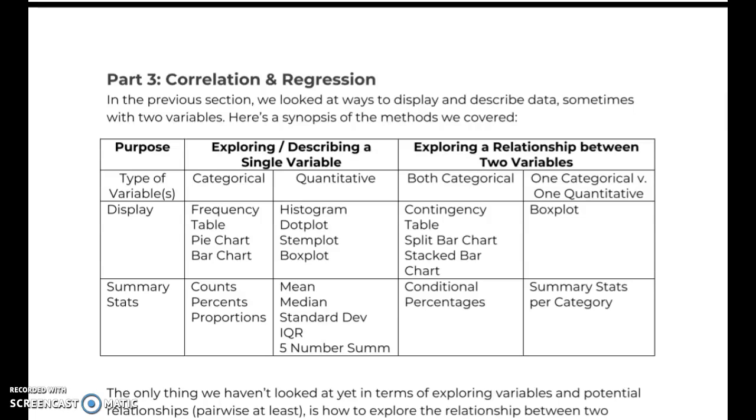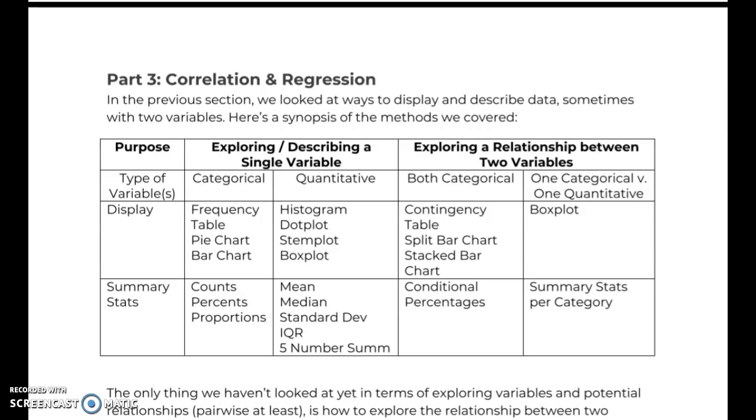As we're moving on into part 3, which is looking at correlation and regression, let's quickly review what we covered in part 1 and part 2 of the course. At first, we looked at a lot of different graphs. So in our activity, we looked at both categorical as well as quantitative data.